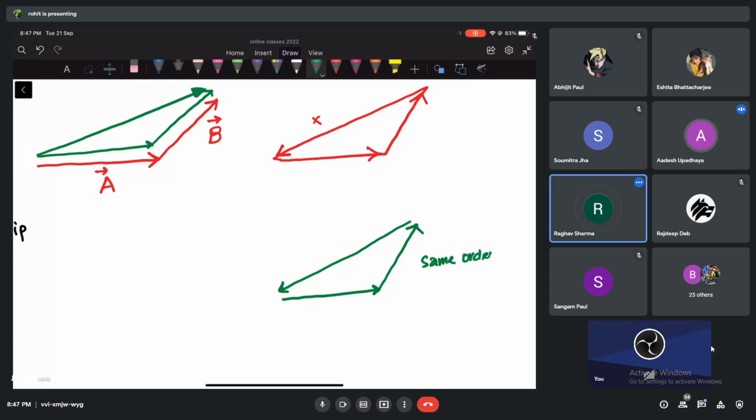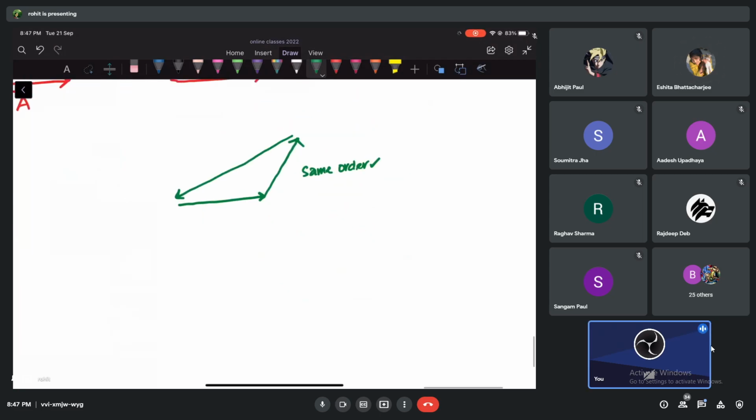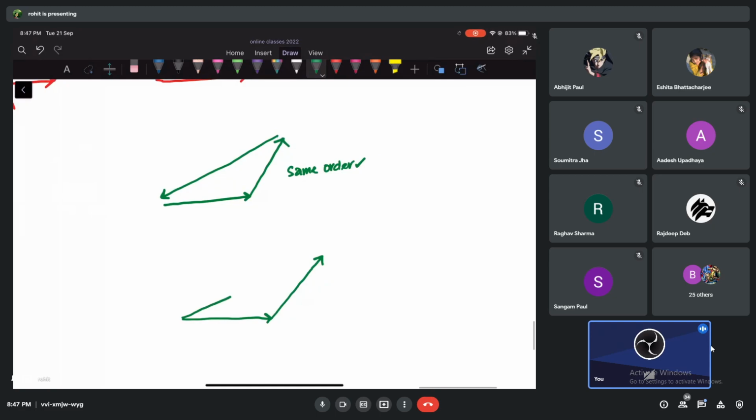It's the same order. We call it same order. Okay, but check how I am going. I'm taking the first vector, I'm taking the second vector, but when I draw the third vector, which is going to complete this triangle, I'm going to take it in which order, guys? Opposite order. Yes. If I am doing this, then this third vector, I am going to call it the resultant of the vectors A and B.